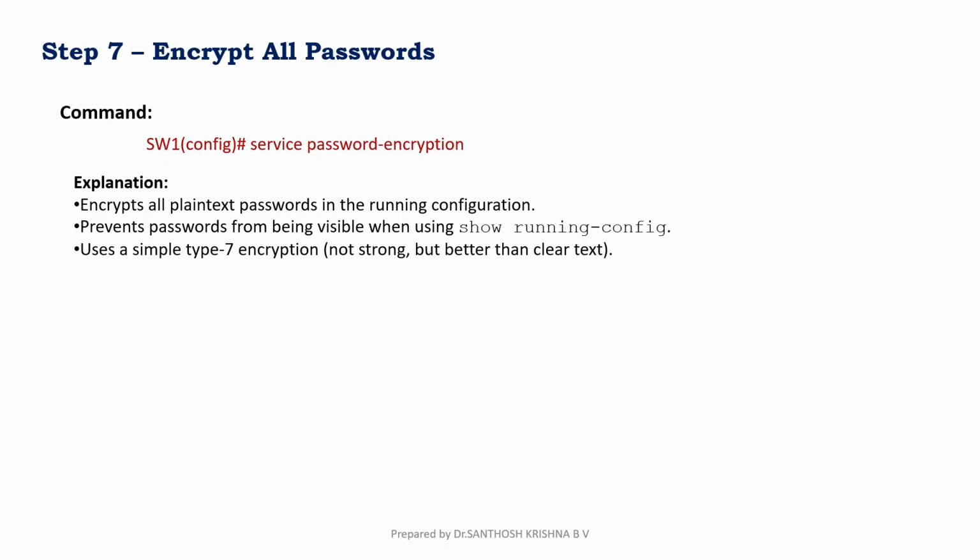Now all the passwords should be encrypted, because even the passwords need to be protected. For that, I'm using a command called service password-encryption. This has to be entered in the global configuration mode. If you are in a previous mode, you can give an exit and then come to this mode and give this command. It will encrypt all the plain text passwords in the running configuration. When we give the show running-config command, the passwords we have given won't be visible, since it is using simple type 7 encryption, which is not very strong, but it is much better than clear text.